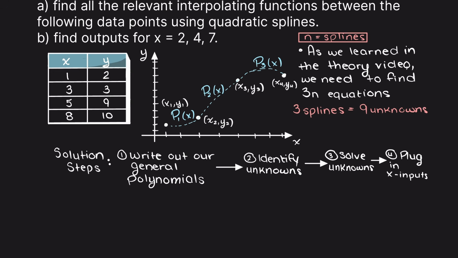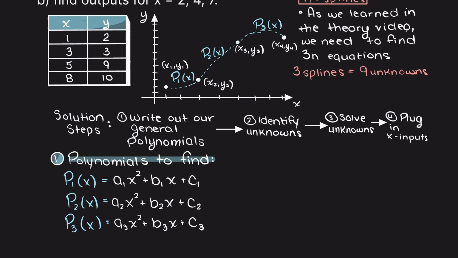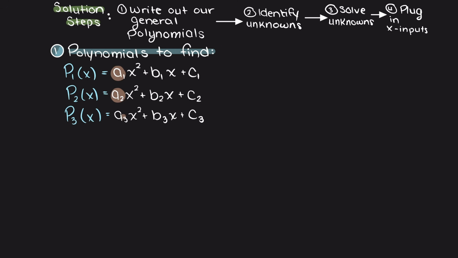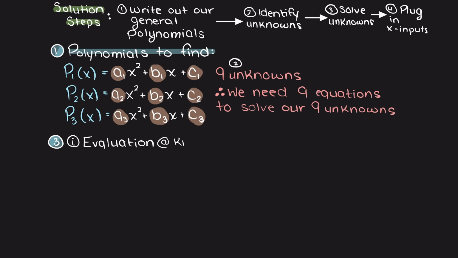Let's begin solving. As we said, the first step that we are going to do is write out our interpolating polynomials. Using quadratic interpolation, each of these equations are simply second-order polynomials, which look like this. Our second step is to identify our 9 unknowns, which is simply all the coefficients, which I will highlight here. Now, we need to find our 9 independent equations to solve for our 9 unknowns.